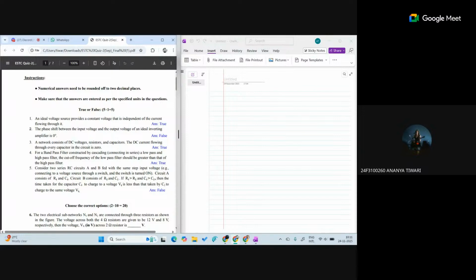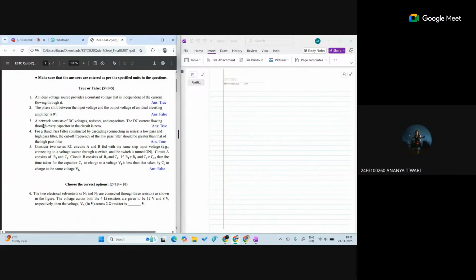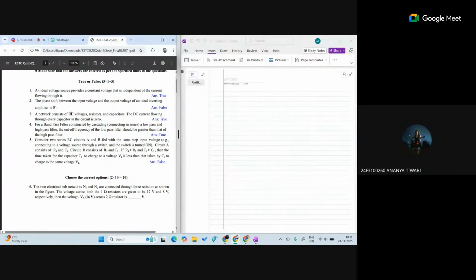Output voltage is 180 degree, not 0 degree. So this would be false also. This one is clear, right? Yes. Okay. So for the third question, a network consists of DC voltages, resistor and capacitor.